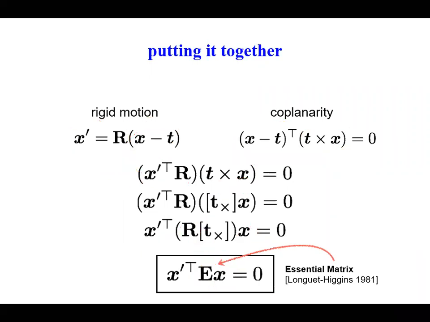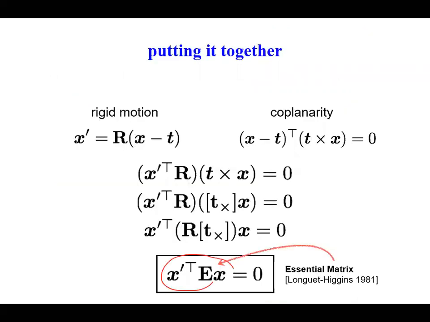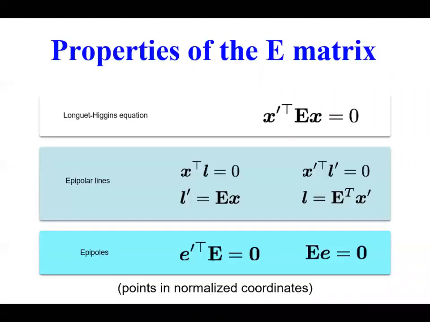Okay, so then we have this x dash transpose E x is equal to 0. X dash is something in the right camera, or the right image of that camera. X is on the left side. Correct? So I'm relating these by this equation. So here the dash is the right, so we can say this is right and this is left.